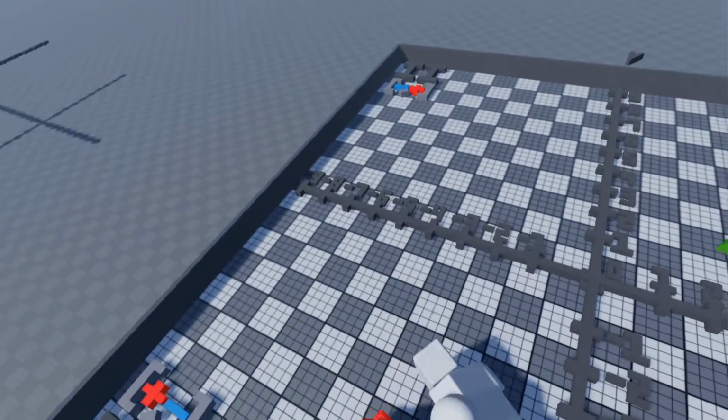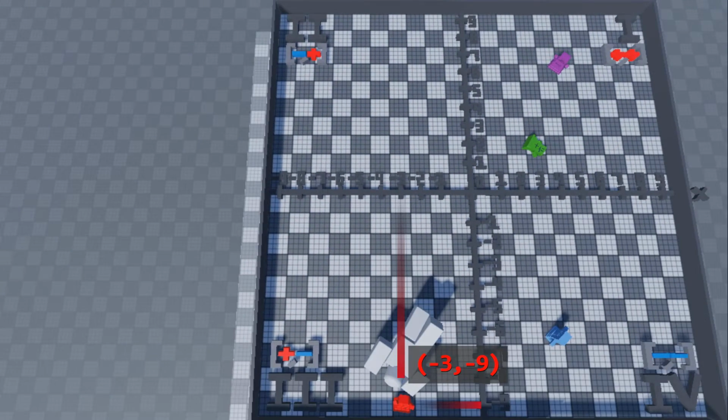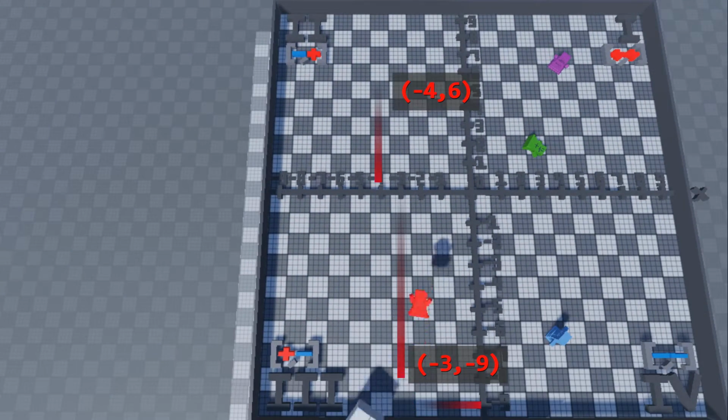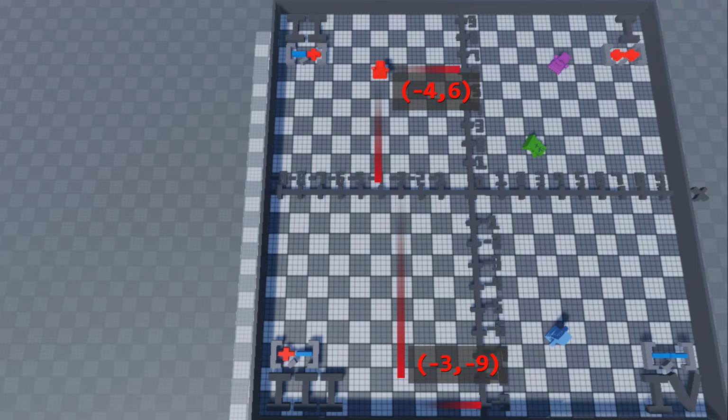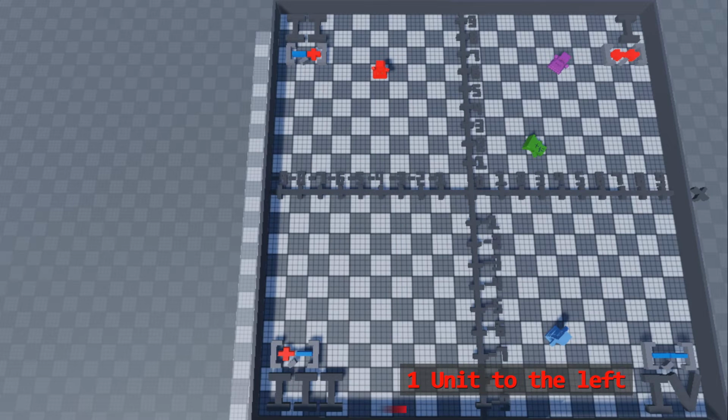Let's say I'm at -3, -9, but then I move to -4, +6 to avoid this clown. How many units did I move? I'll give you a second. If you said that I moved 1 unit to the left and 15 units up, then you're correct.